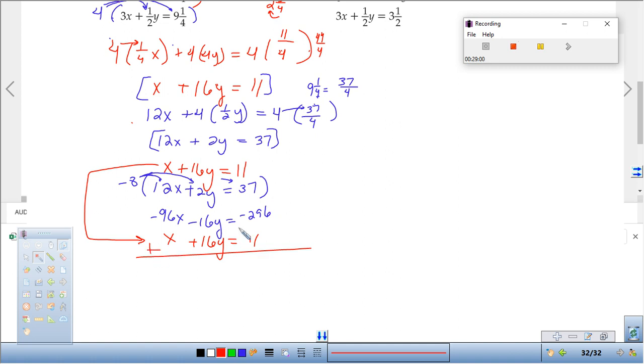Add this up. These cancel out on purpose. I'm left with a negative 95 x is equal to this 6 minus 1, 5, 8, 2, negative. So now this one right here, I'm going to divide by a negative 95, divide by a negative 95. These cancel out. x is equal to, I'm going to say 3.